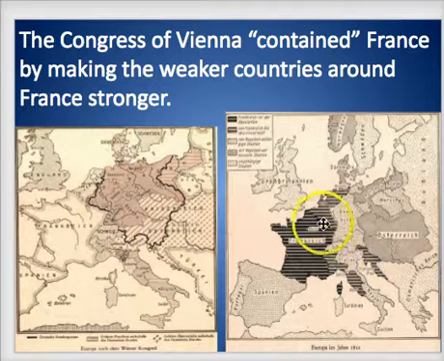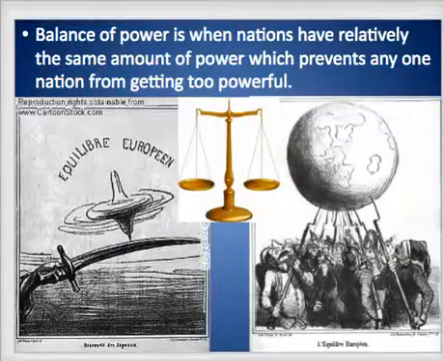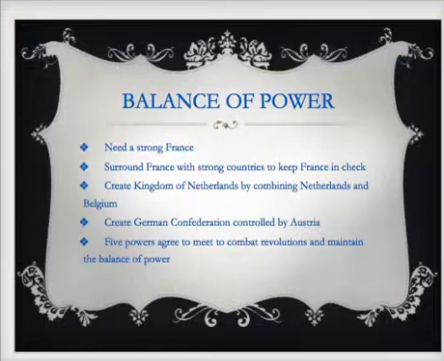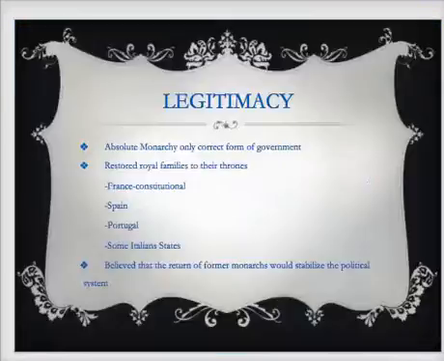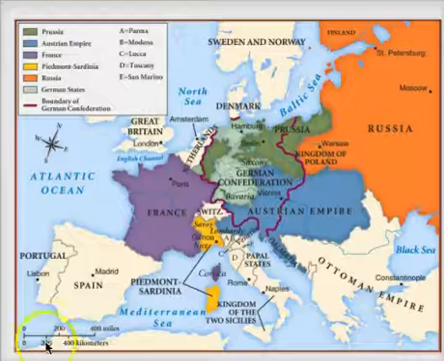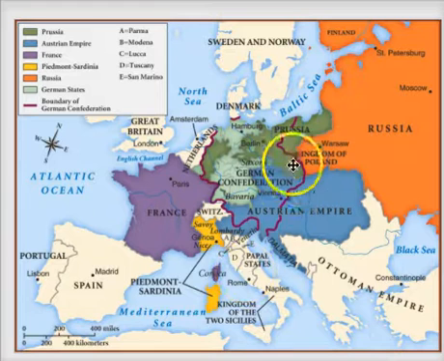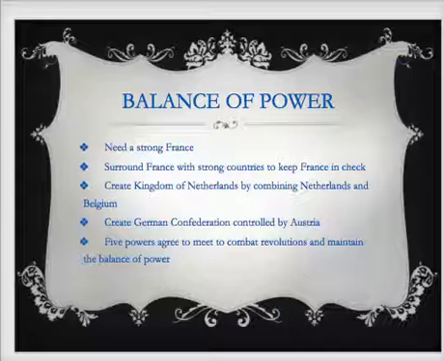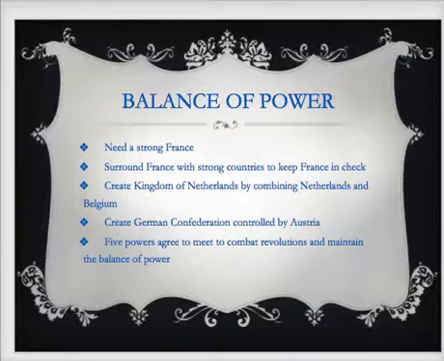So by putting Prussia next to France, by creating this Kingdom of the Netherlands, by combining Netherlands and Belgium, because together they would be stronger, you're going to create a German Confederation. So all those different little German states are going to begin to work together in this confederation, but Austria is going to control that. Remember, Clemens von Metternich from Austria is running the conference.